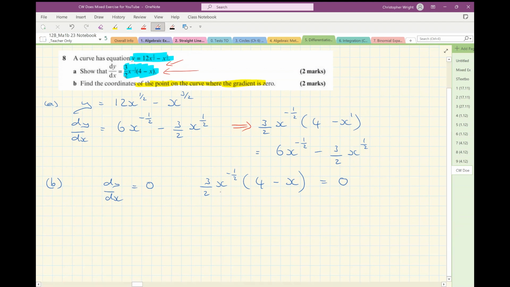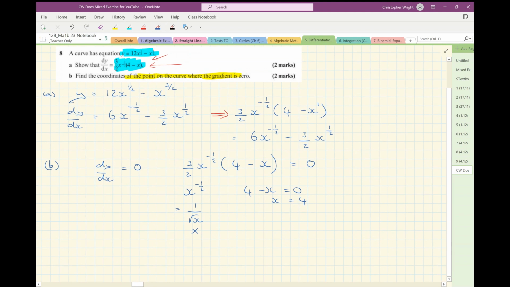Well, that would imply that 3 over 2 can't equal 0. Now, x to the minus a half, that's 1 over the square root of x. Well, that can't equal 0, so that's not going to help me. But 4 minus x, now that can equal 0 when x is 4. So that's the x-coordinate of the point which has a gradient of 0.